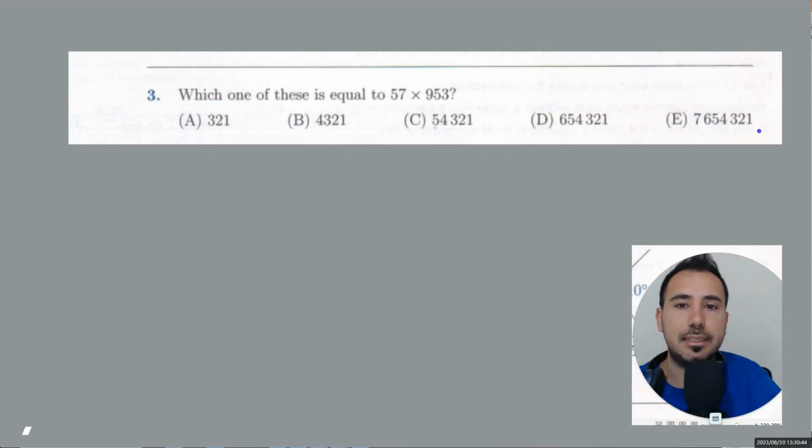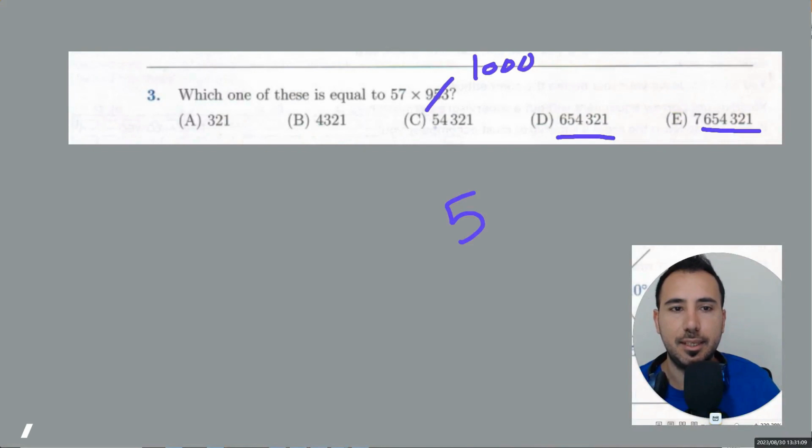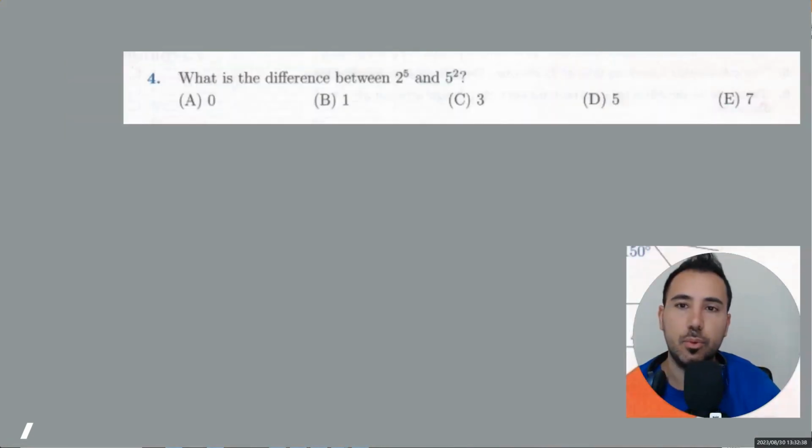Question 3. Which one of these is equal to 57 multiplied by 953? This question has been designed to waste your time. When we look at the options, you see that the differences are huge, so we just need an approximation. So this is close to 1,000. So 57 multiplied by 1,000 is 57,000. Which one is close to this? Only this one, C.